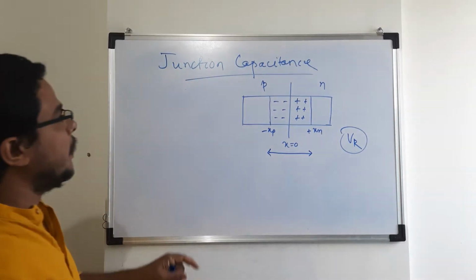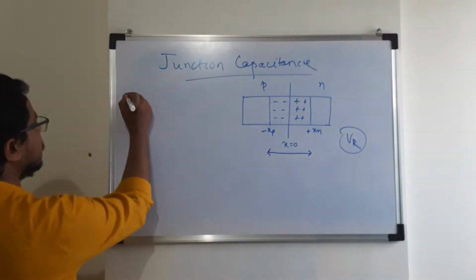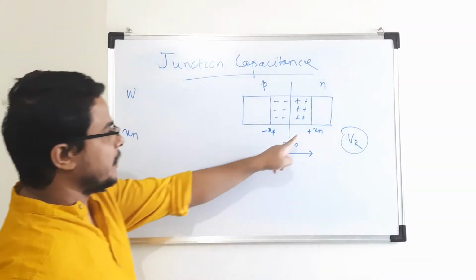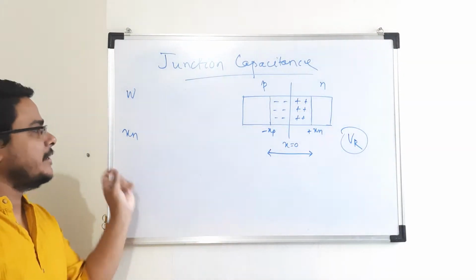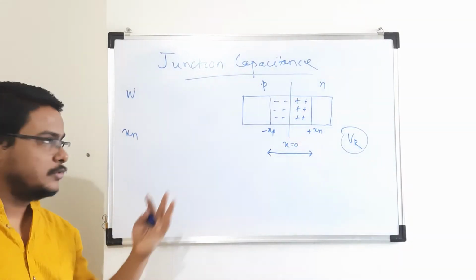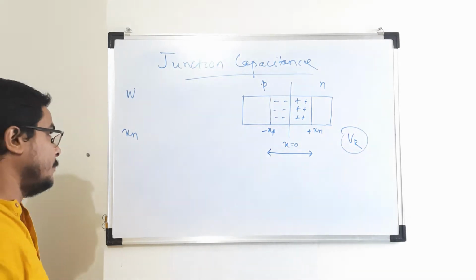So in this case, if you want to write the value of the space charge width and the value of the abrupt boundary, xn or minus xp, I can take only xn here to find the junction capacitance. You can also take the xp value to find the junction capacitance. I will tell you how.